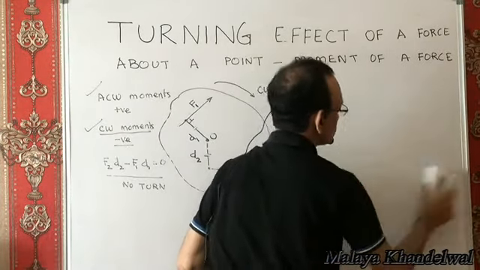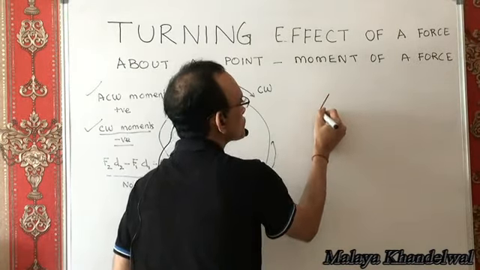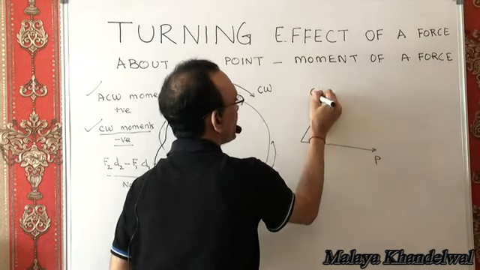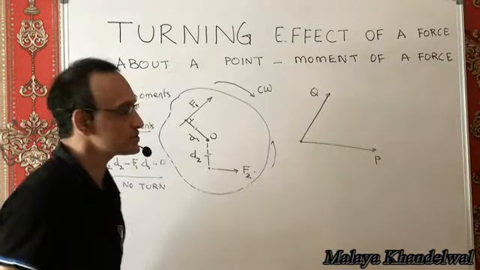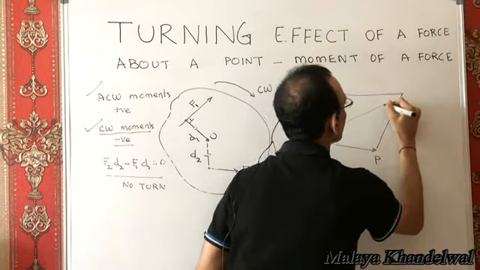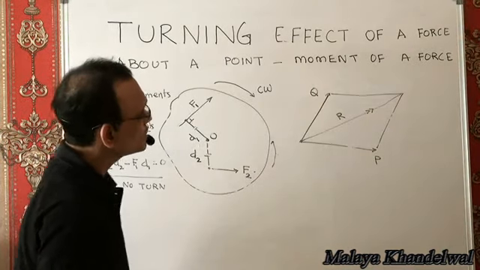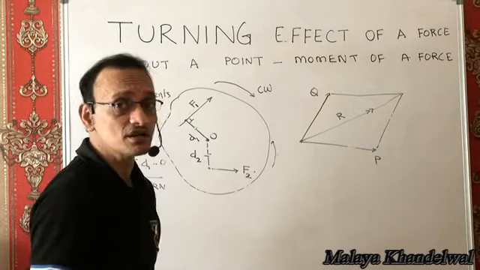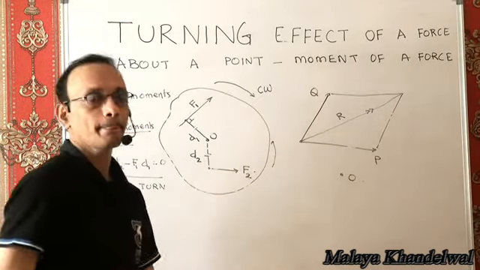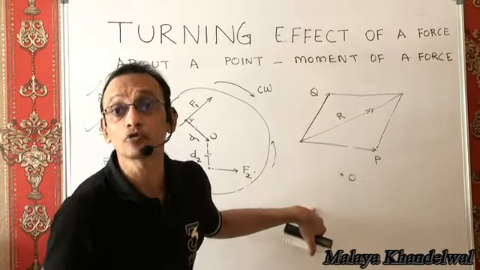Now another important aspect is, suppose there is a force P and there is a force Q acting on a rigid body. Suppose these are two forces, and then using the parallelogram law you can find the resultant of these two forces. This is the resultant R of these two forces, right? Now the important thing is if R is the resultant of these forces, and if O be any point, then the moment of P about O plus the moment of Q about O will be the moment of R about O. That's the important thing, right?